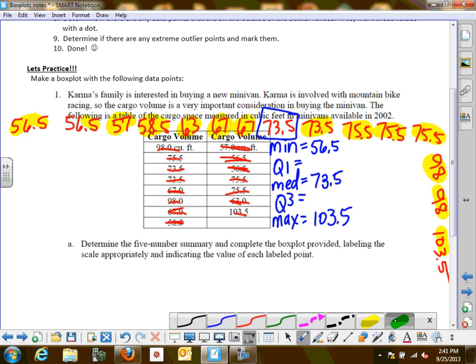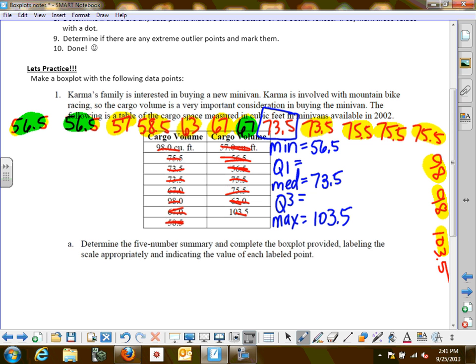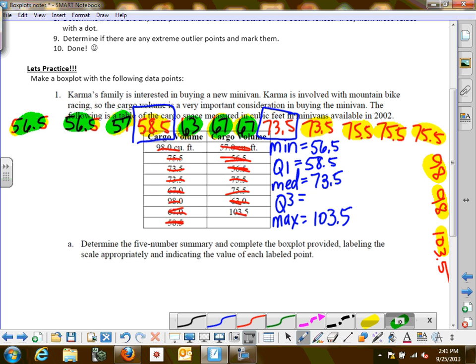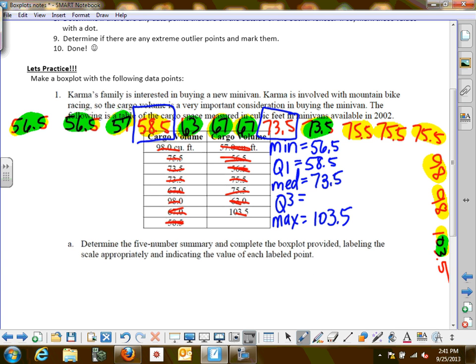So, bottom is 56.5, 67. Bottom and top. Lowest number, highest number. So 58.5 is that middle of the bottom half of values. Do the same thing for the top. Bottom and top. Bottom and top. And so there we go, 75.5. Okay, those have been identified.